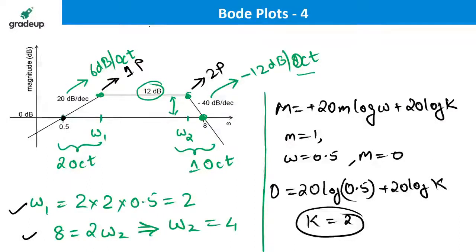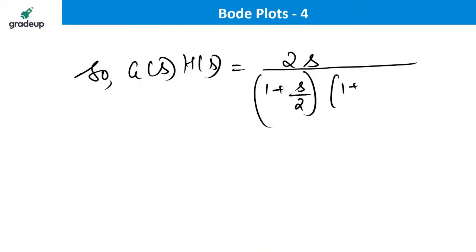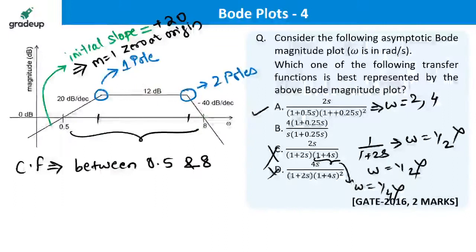Which is the double pole? Make the square of that. So 1 plus s by 4 whole square. You get option number A, the complete solution. This is the complete solution, guys.